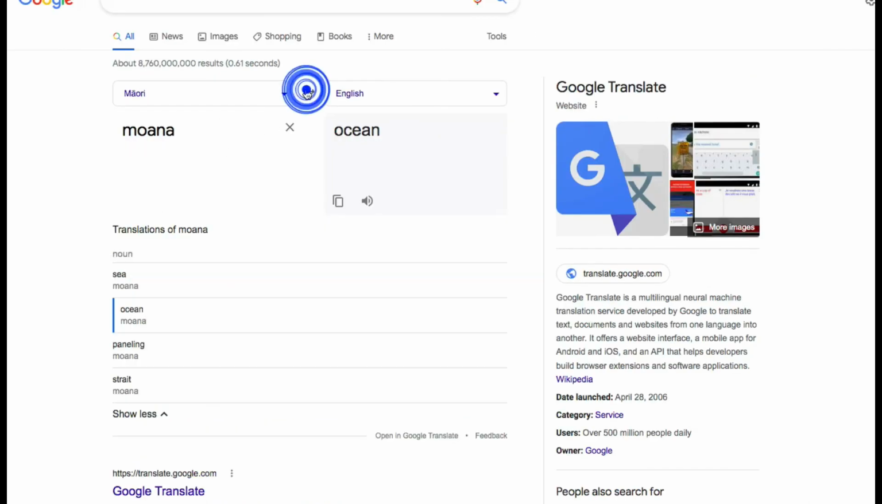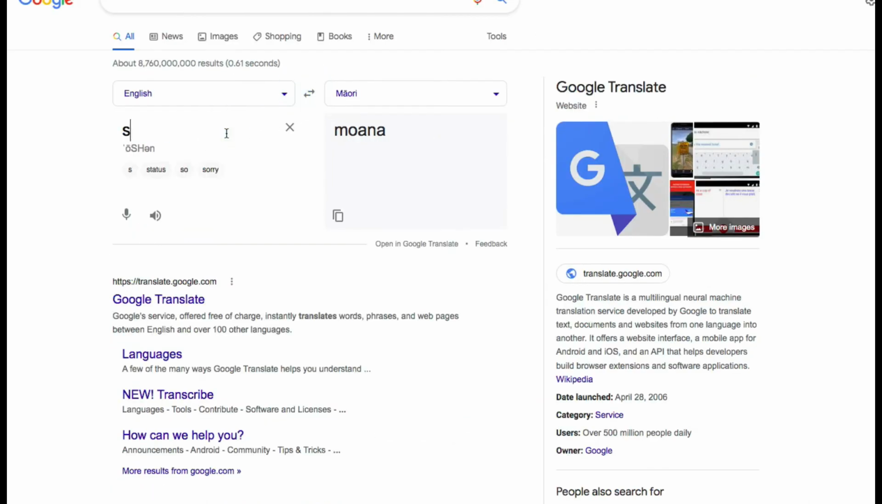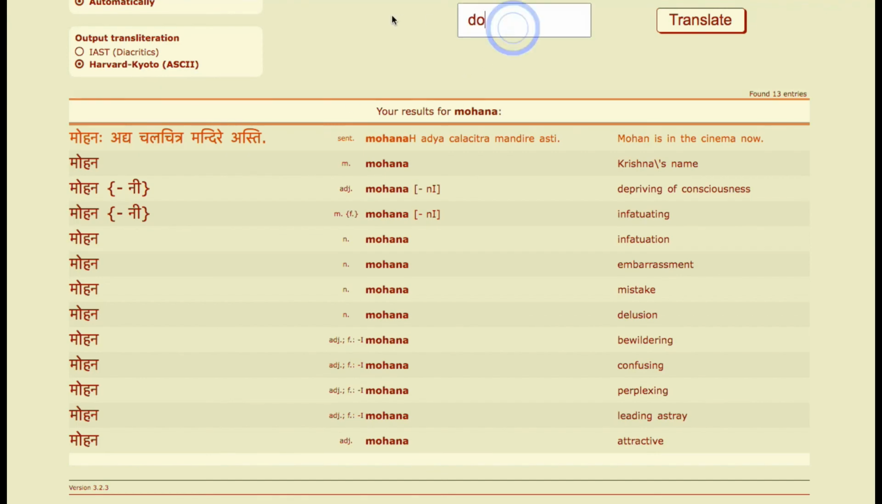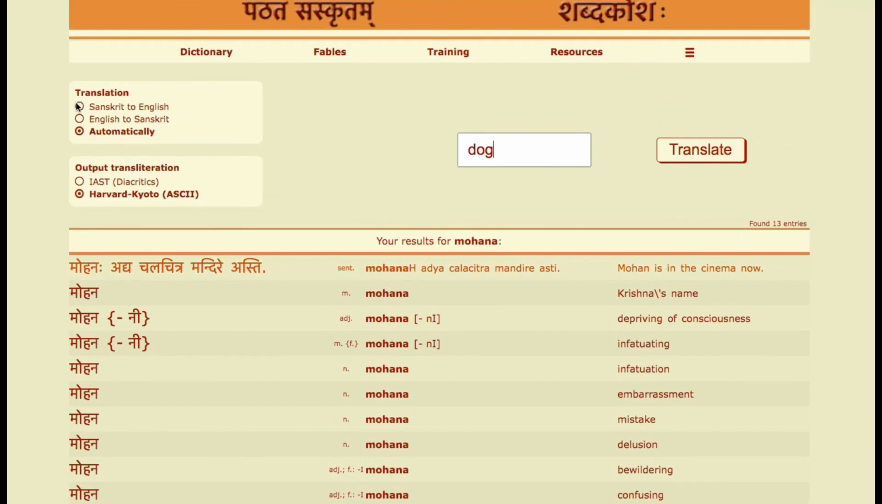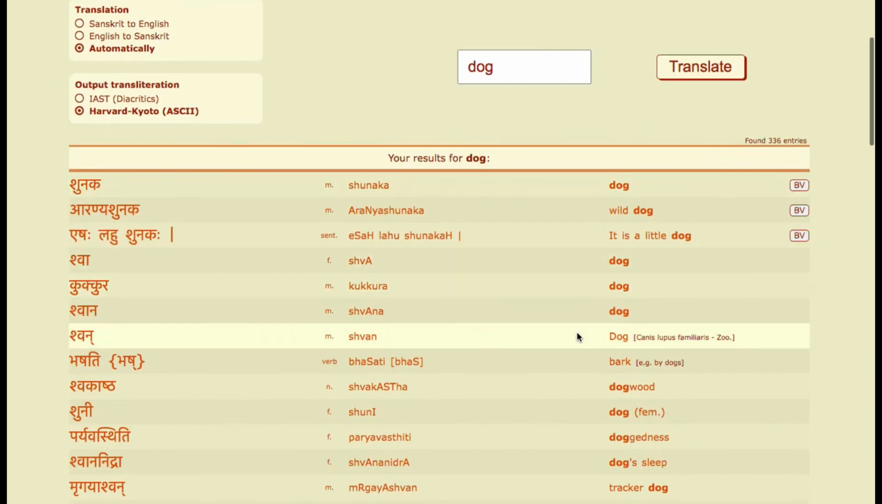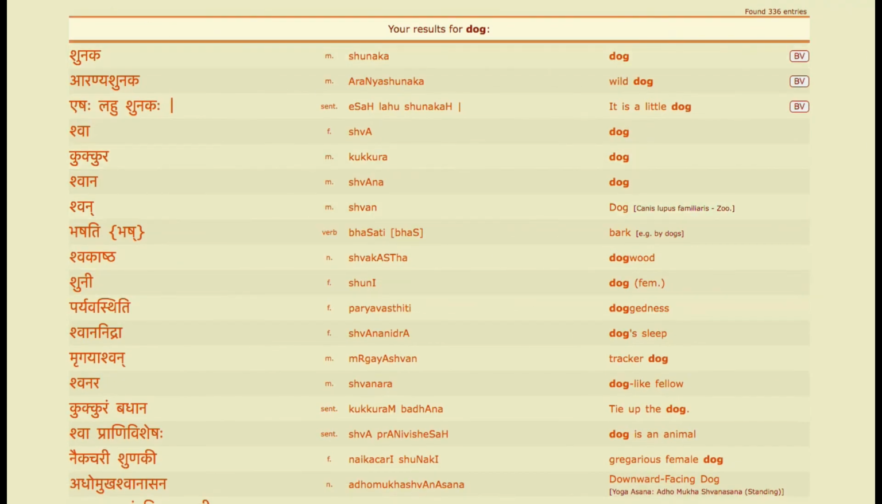So a few other words that we could get maybe in Maori. Sky, we could look for dog, Kuri. It's the same one that we just saw, Kura, in Sanskrit. And the same one that we saw in, what was the other one? In the Basque language. So, Kura, Kuri.